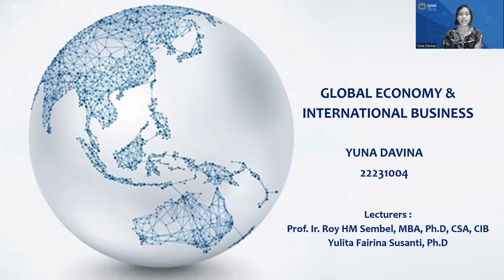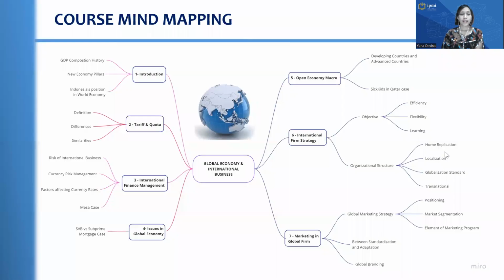This class is taught by Professor Roy Sembel and Professor Yulita Susanti. The course is divided into 7 chapters according to my version of the mind mapping. There are the introduction, tariff and quota discussion, international finance management, issues in global economy, open economy macro, international firm strategy, and marketing in global firm. You can see it all in here for the total mind mapping, and we are going to discuss it chapter by chapter.